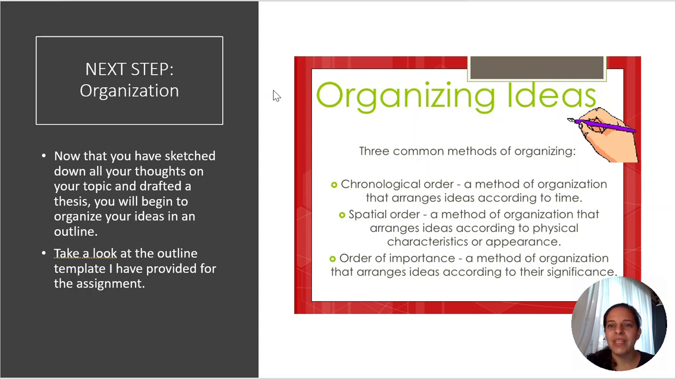When you are organizing ideas, there are three common methods of organization. There's chronological order, where you arrange ideas in order of time. There's spatial order, a method of organization that arranges the ideas according to physical characteristics or appearances. And there's order of importance, and this is a method that arranges ideas according to their significance or importance.